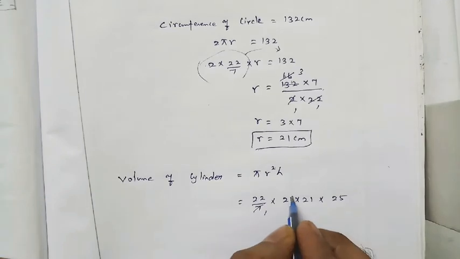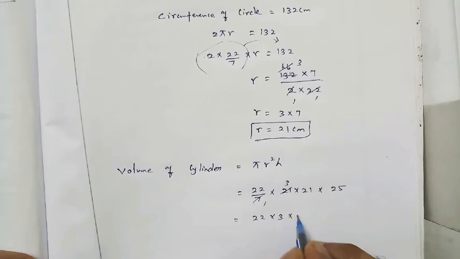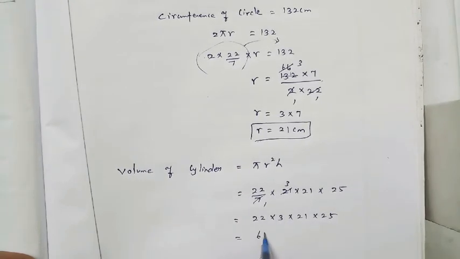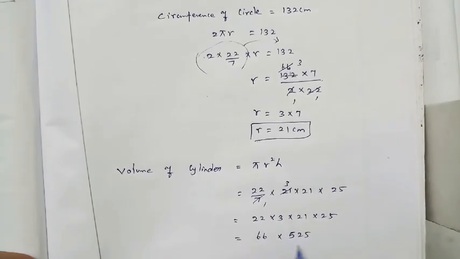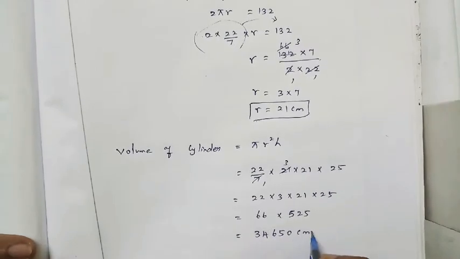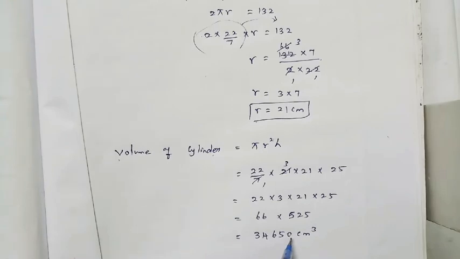7 table 1 times 3 times, right? So write the remaining: 22 into 3 into 21 into 25, right? 22 into 3, 66, right? Into 21 into 25. 25 into 20, 500. 21 into 25, 525, right? 525 into 66 is equal to 34,650 centimeter cube. Volume of cylinder, right? 34650 centimeter cube.